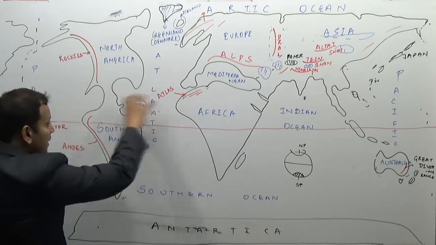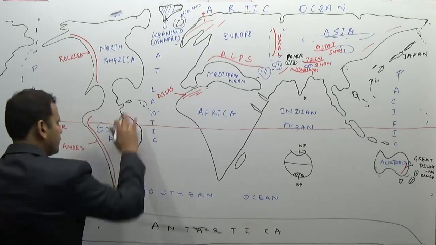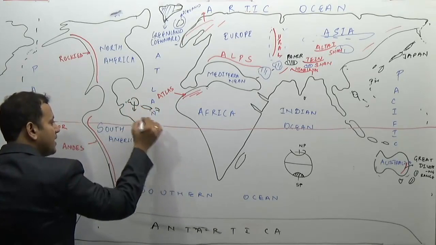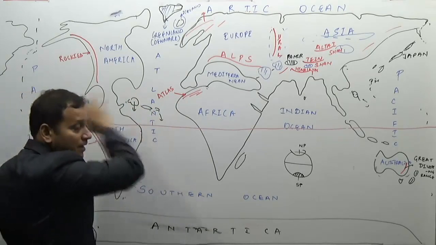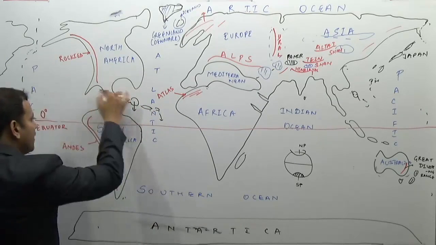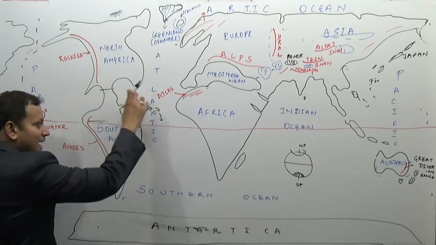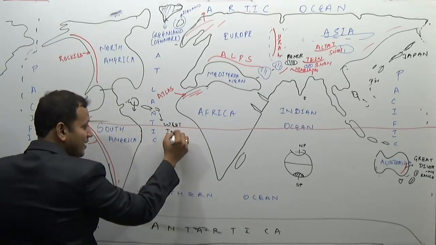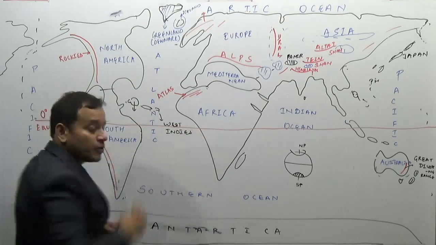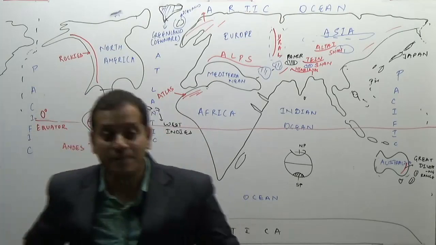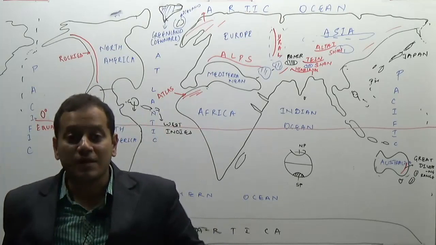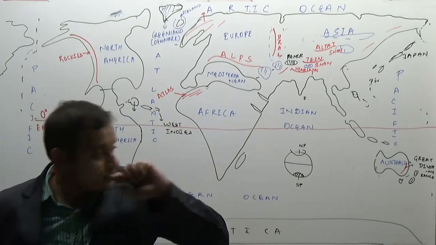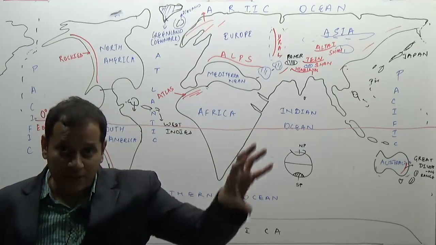Then this central part, consisting of Cuba and the islands we call the Caribbean islands, or the central part of America, that is the Mexico region, and these islands here, which are most famously known by their cricket team as the West Indies. So these islands are known as the Caribbean islands. This is the overall picture of the world.